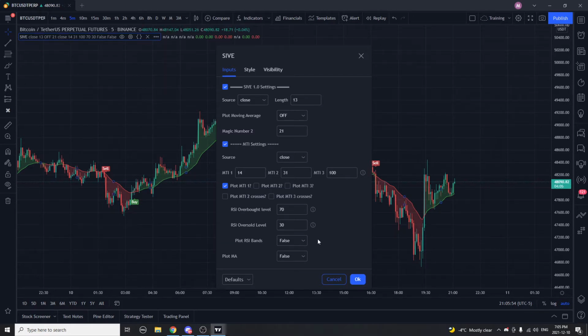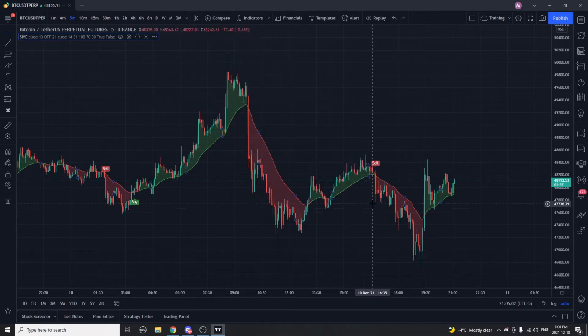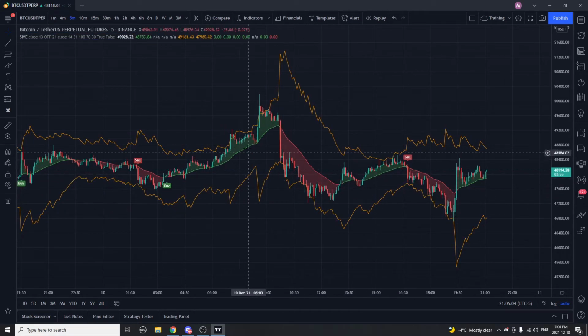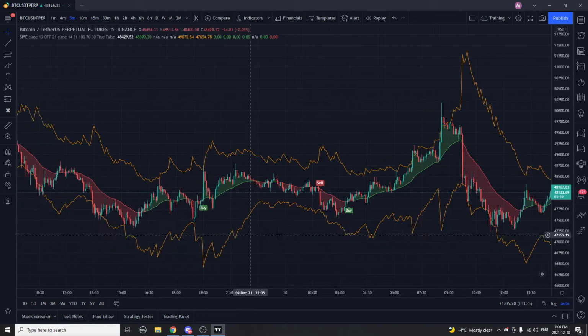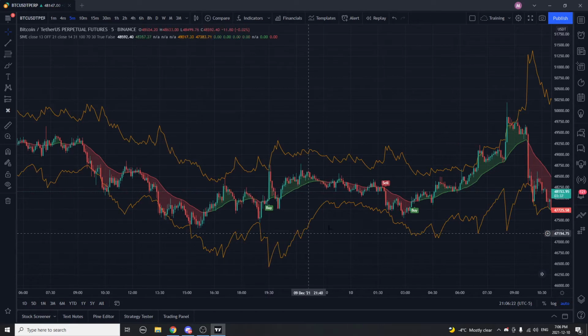Now, one thing I've added is plot RSI bands. What this does is it actually shows you the overbought and oversold conditions of price in relation to RSI. So right here, we're getting RSI overbought, and down here, we're getting oversold conditions. It's a cool little feature I added. I personally don't really use it a lot.